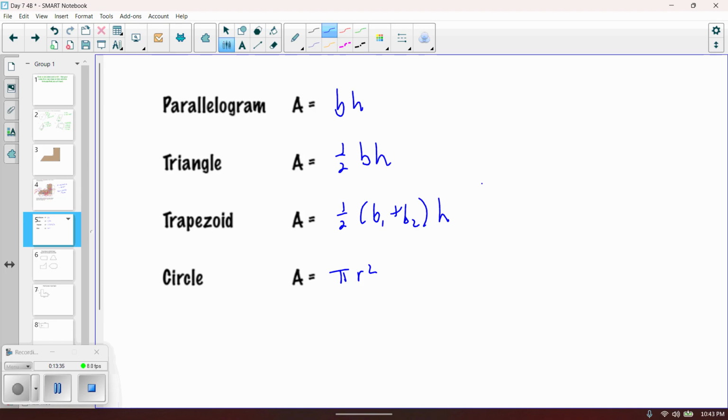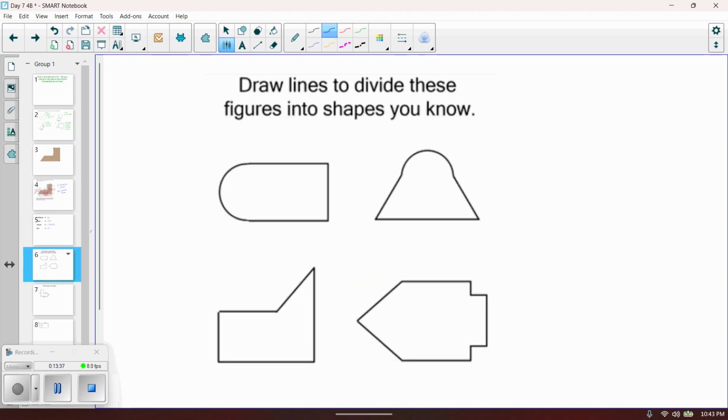All right, so now let's take a look at a few more figures. What I want you to do is pause the video and try to draw lines so that you create some easier shapes to figure out. The fewer shapes you draw, the easier it usually is, so try to do it with a minimal amount if possible. See what you can come up with, and then unpause it and we'll see how I did it. Okay, hopefully you had a chance now.